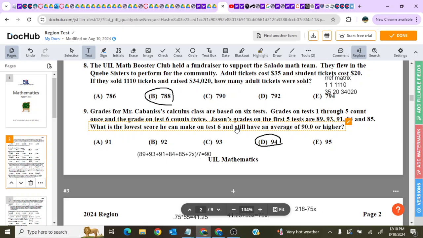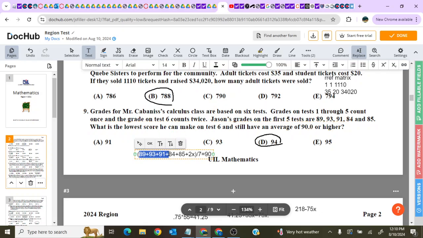Well, your average score is going to be the sum of your scores over the number of tests. So you add them all together, 89 plus 93, and so on. And then your final test counts twice, so you can imagine it as 2 tests. So 2 times some score on your final test, plus the 5 tests you made, divided by 7, and you get a value of 94.